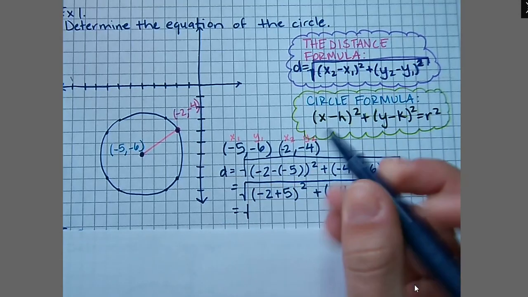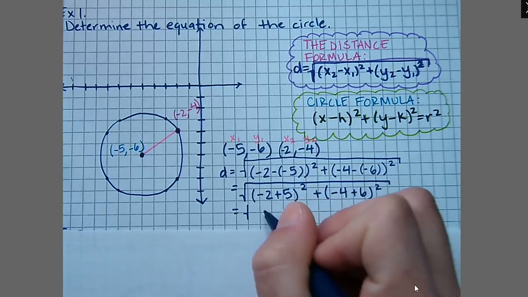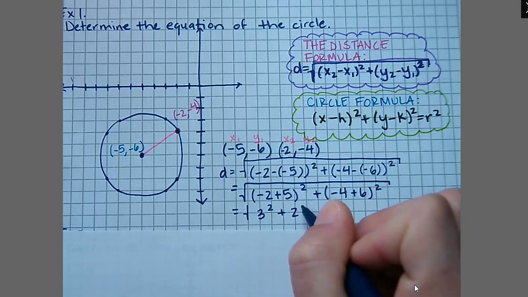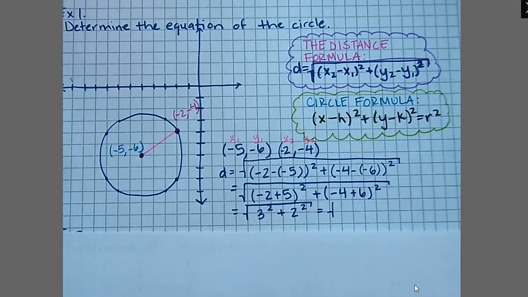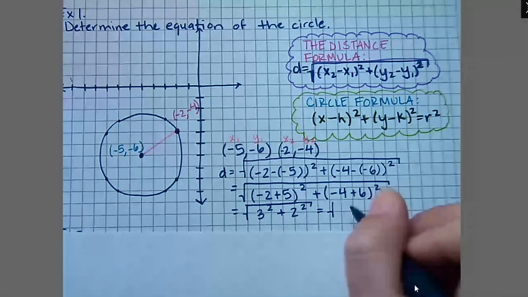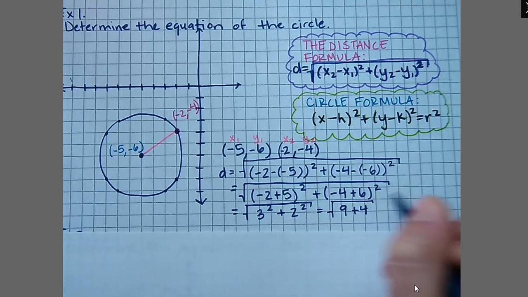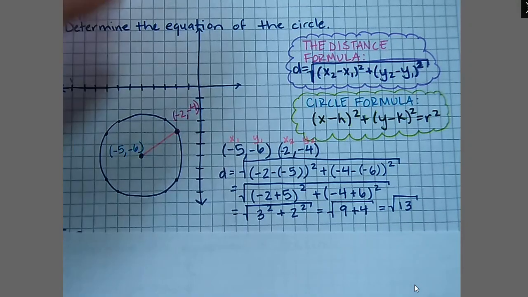So -2 plus 5 is going to be 3. So this is going to be 3 squared plus, and then this is going to give you 2 squared. All right. 3 squared, if you didn't know what it was, you could just type it into the calculator, but it will give you 9. And then 2 squared is 4. And 9 plus 4 would give you 13. So our radius here is going to be the square root of 13. Okay, that's going to be your radius.